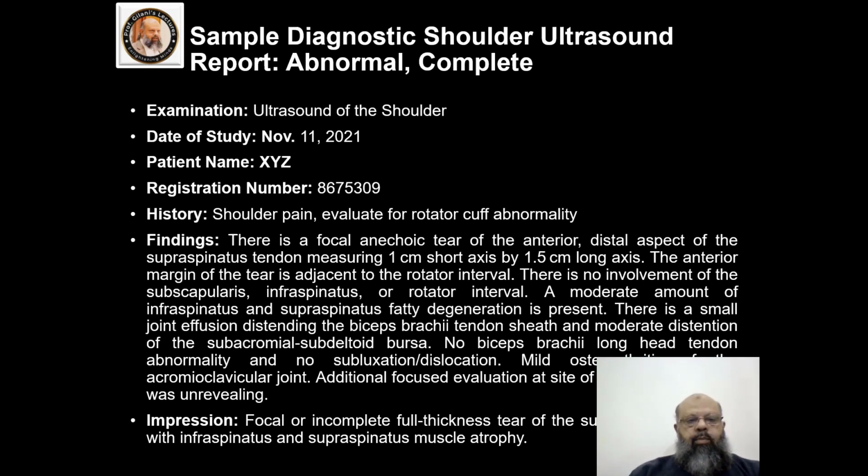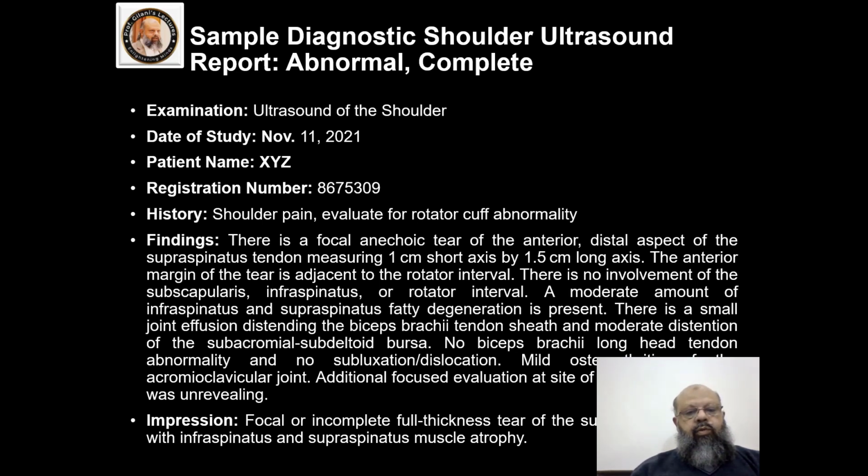Then we have another example for an abnormal shoulder having some pathology. Similarly, we will be mentioning examination, ultrasound of the shoulder, date of study, then patient name, registration number, and history. For instance, it is shoulder pain, evaluate for rotator cuff abnormality. The findings can be many scenarios. As I mentioned, the involved structures are the 5 tendons, impingement, bursa, labrum, etc. So these are the main things. We can also include the ligament, like the acromioclavicular ligament, which is important.